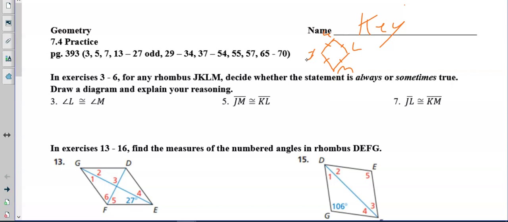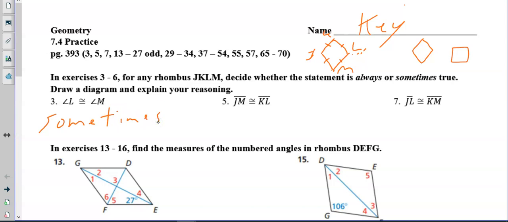Well, L and M are these two angles right here. Now, in a traditional rhombus, they don't necessarily have to be equal. Like if we're looking at a classic diamond rhombus, those are not the same. But if we're looking at a square, which is also a rhombus, they are both 90 degrees, so it would work out. So we go with sometimes.